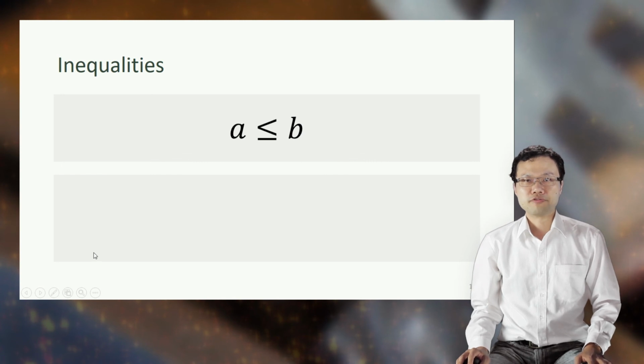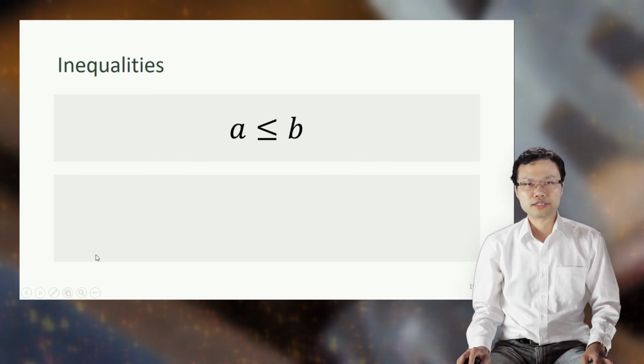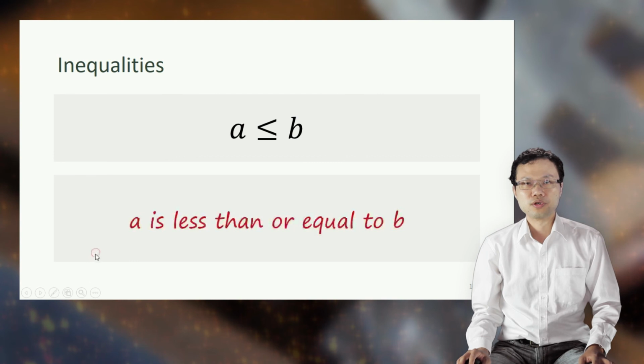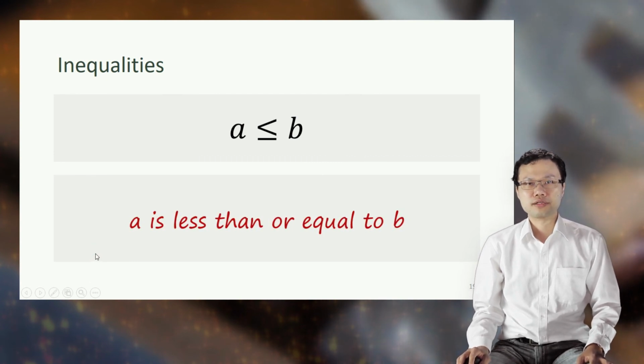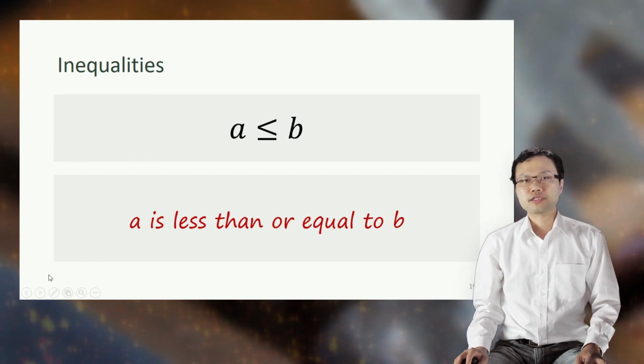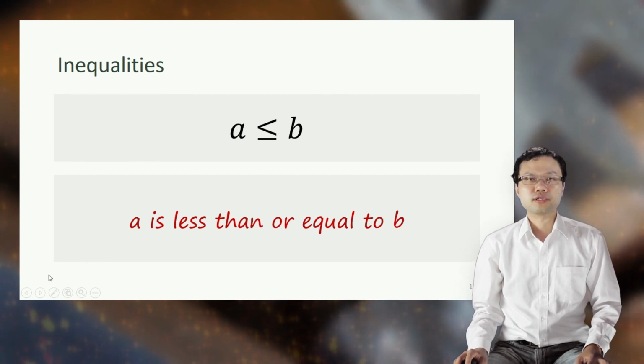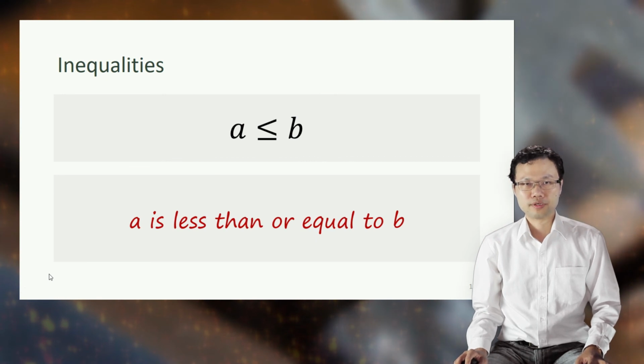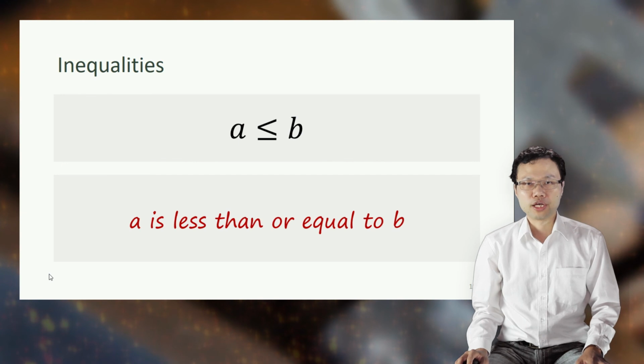The fourth type of inequalities is less than or equal to. We call such a mathematical relation A is less than or equal to B. This means A is either less than B or A is equal to B. The meaning is equivalent to A cannot be greater than B.